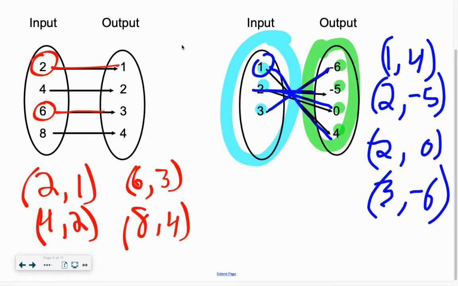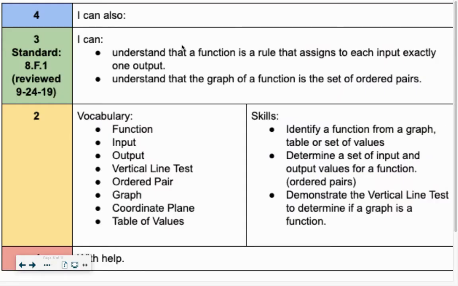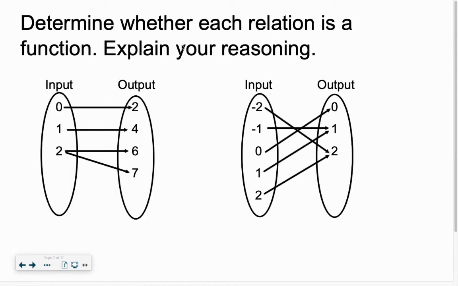Now, we're going to talk about ordered pairs and whether they represent a function. So again, you can see we've talked about inputs and outputs. We talked about our ordered pairs. And now we're going to talk about whether they are a function or not. We'll be able to identify a function from a set of values or from our diagram. So, is each relation a function? In order to be a function, each input has to have exactly one output.